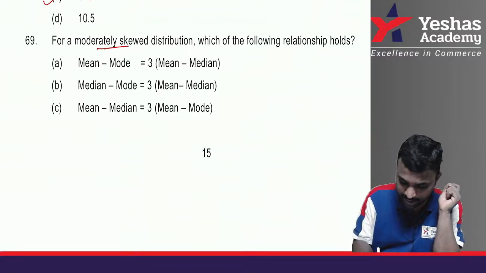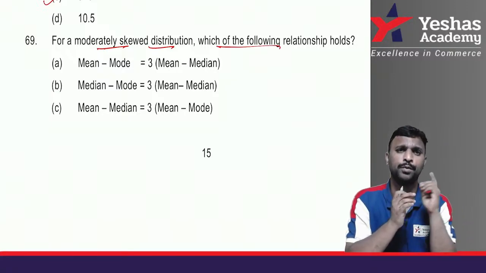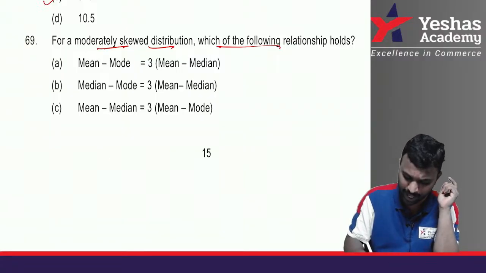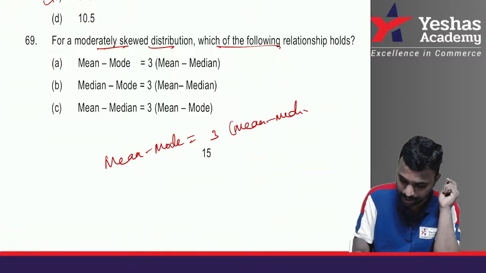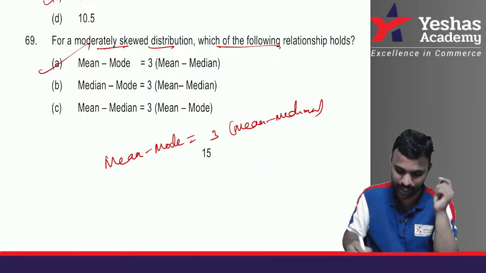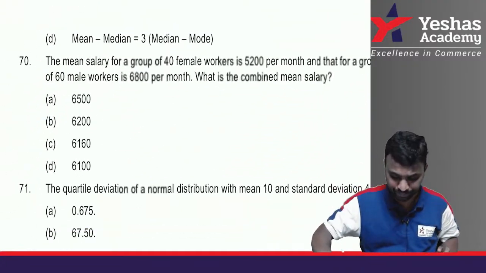69th question, for a moderately skewed distribution, which of the following relationships hold? Say for a moderately skewed distribution, the relationship between mean, median, mode is mean minus mode is equal to 3 times mean minus median, isn't it? Therefore, the answer is option A itself. Mean minus mode is 3 times mean minus median.